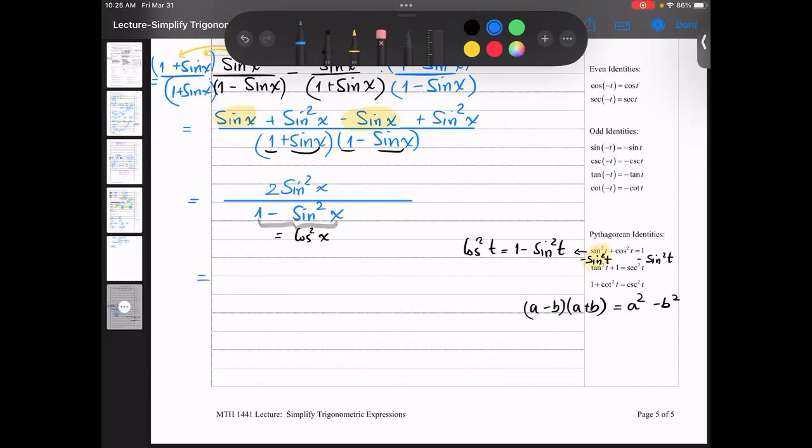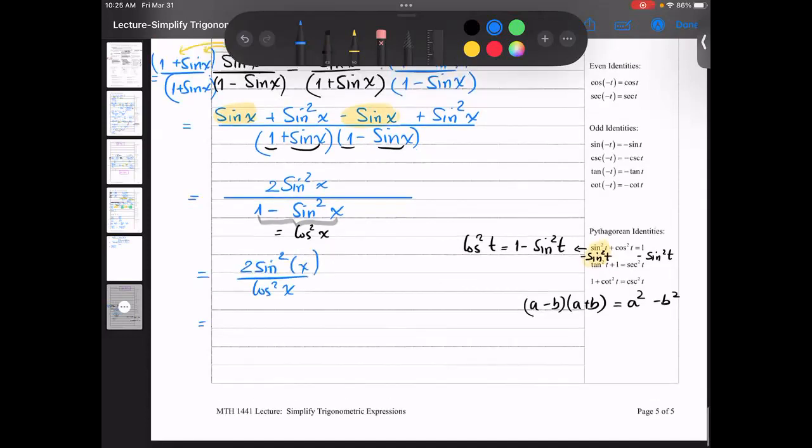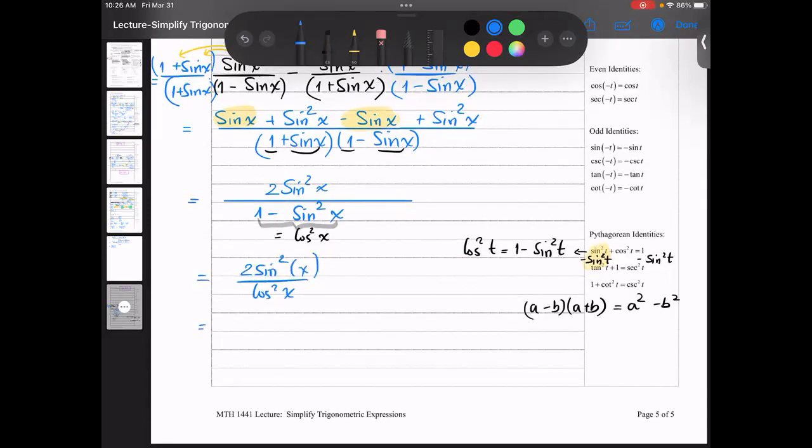Let me rewrite the top. 2 sine squared x over cosine squared x. Sine over cosine is tangent, right? So 2 tangent squared x.